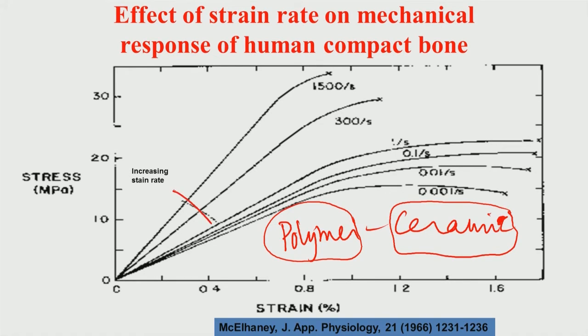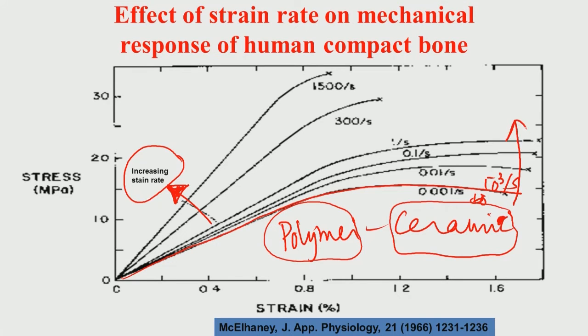Since it has a viscoelastic property, bone also exhibits a strain rate dependent mechanical response. What you see here, the lowest curve, is the stress strain response obtained when the strain rate is 10 to the power minus 3 per second.